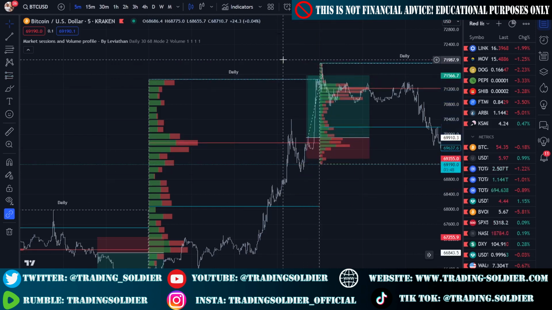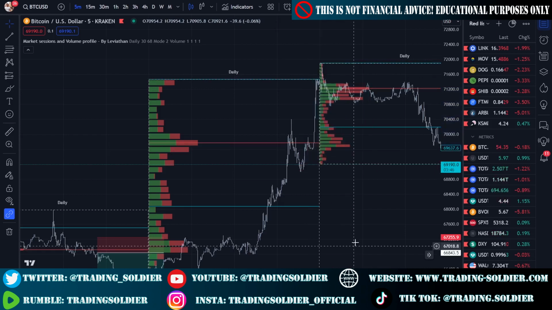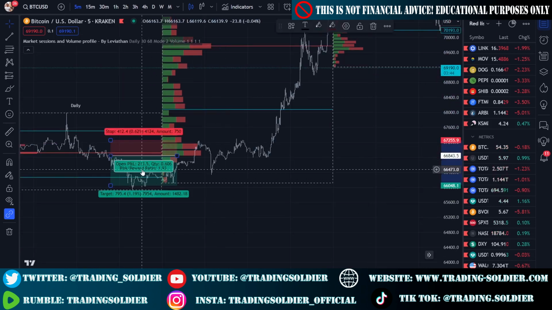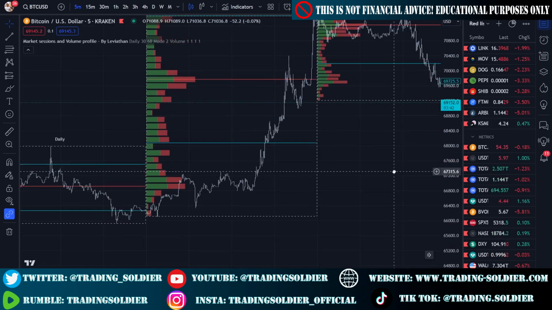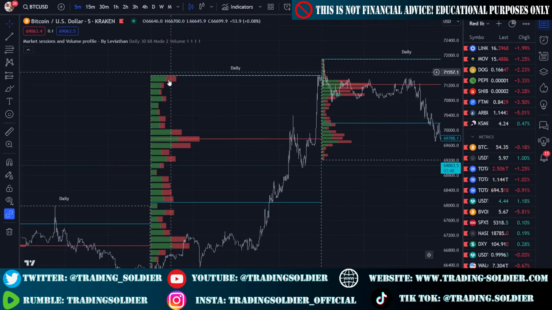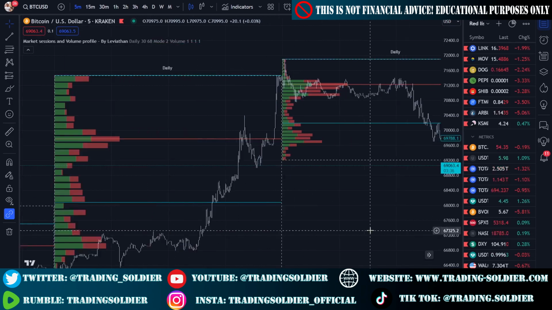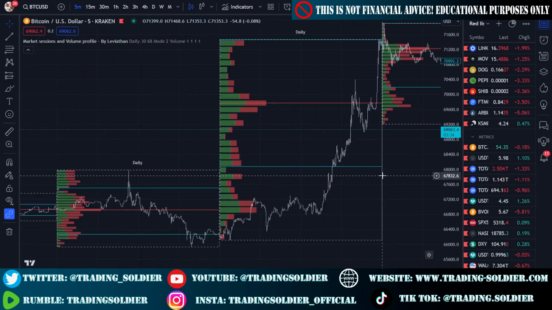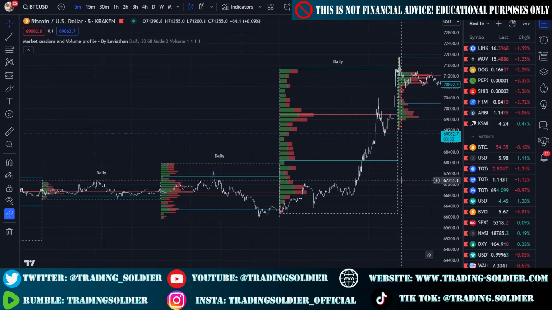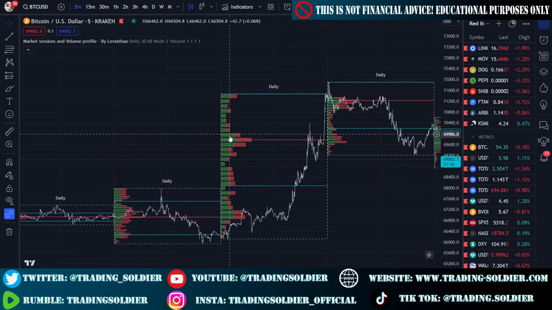So basically, what this indicator is doing is oversimplifying price action, as I told you before, and leaving you with ranges with a value area high, a value area low, and a POC. And as I said before, the most important area on this indicator is the POC, the point of control, because it often acts as a strong support and resistance level.